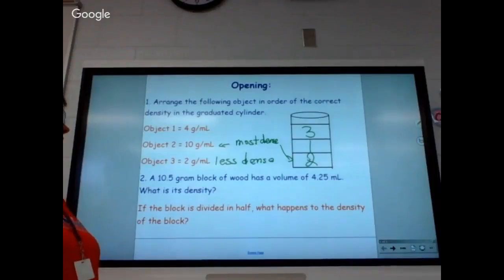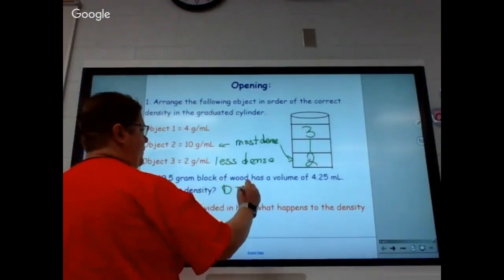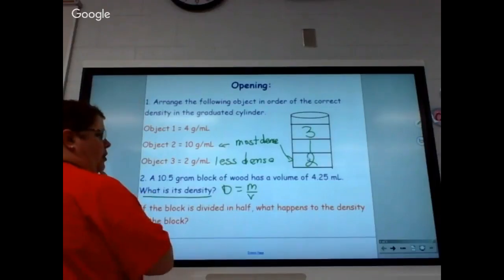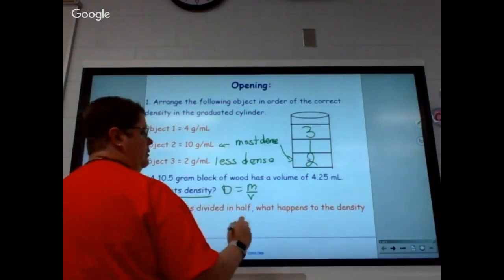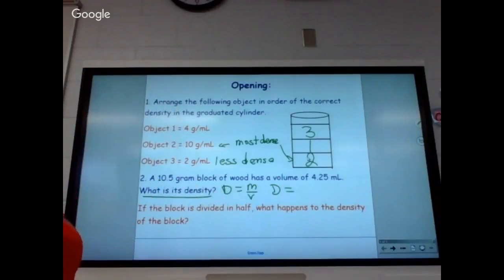How do we find the density of a block of wood? Density equals mass over volume. All right, so the question says, what is density? So I'm looking for which of those letters? The D, right? So what's my mass in the question, the M or the V? The D, the M, or the V? I'm looking for D, so I got to have M or V, right? So one of those two numbers is my mass. Which one of the two is the mass?